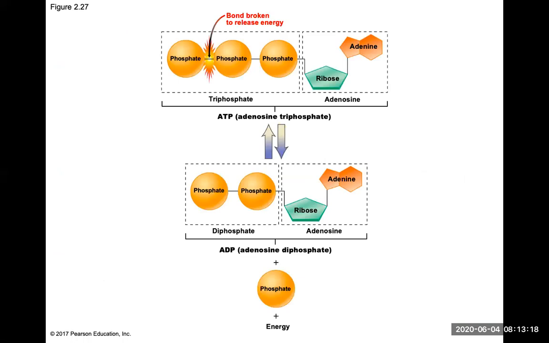Here's adenosine triphosphate. It's made of an adenosine group and 3 phosphates put together. When this phosphate bond is broken, we get adenosine diphosphate, plus that phosphate group that was broken off, and energy. So these high-powered energy bonds are between these phosphate groups. And whenever a phosphate group is broken off, we release a lot of energy that your cells need to function.